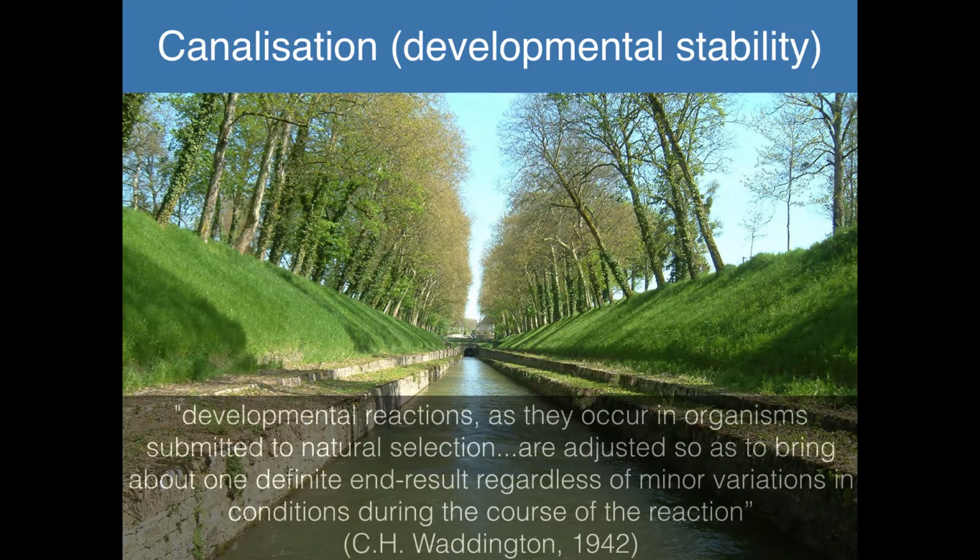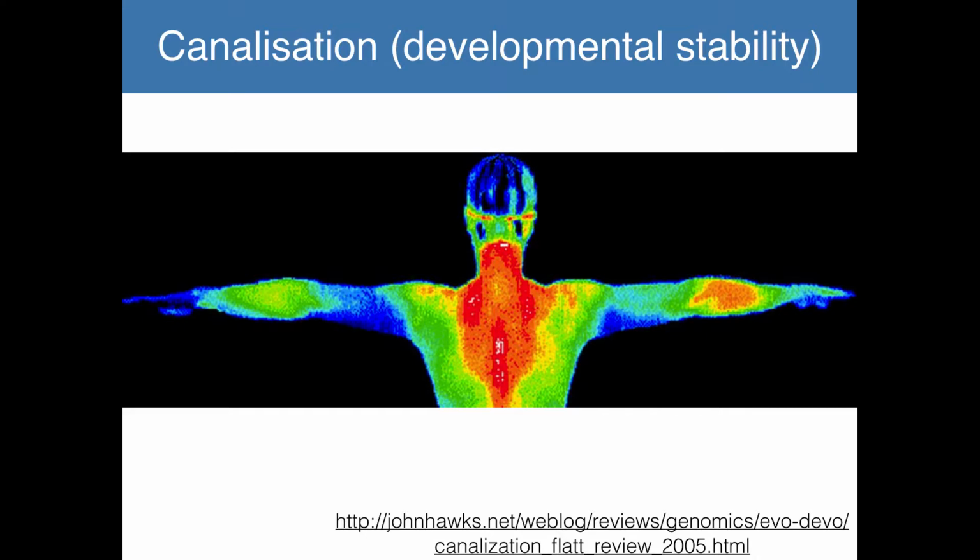This idea was first put forward by this guy Waddington in 1942, who said developmental reactions as they occur in organisms submitted to natural selection are adjusted so as to bring about one definite end result, regardless of minor variations in the conditions during the course of the reaction. So it's saying that the physiology tolerates quite a bit of variation and still results in the same end result.